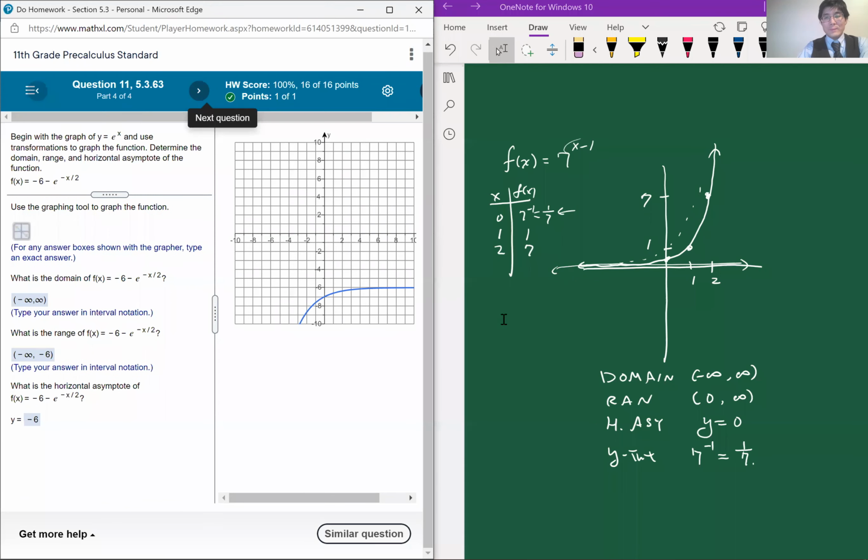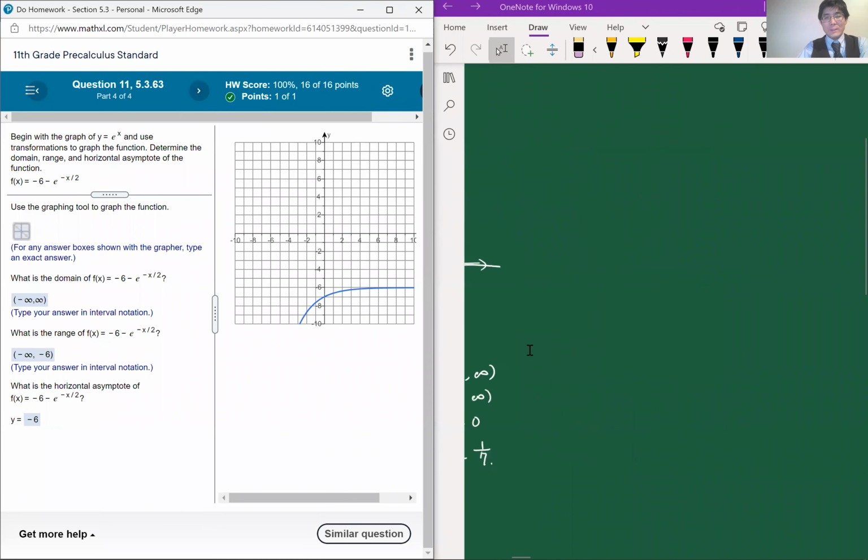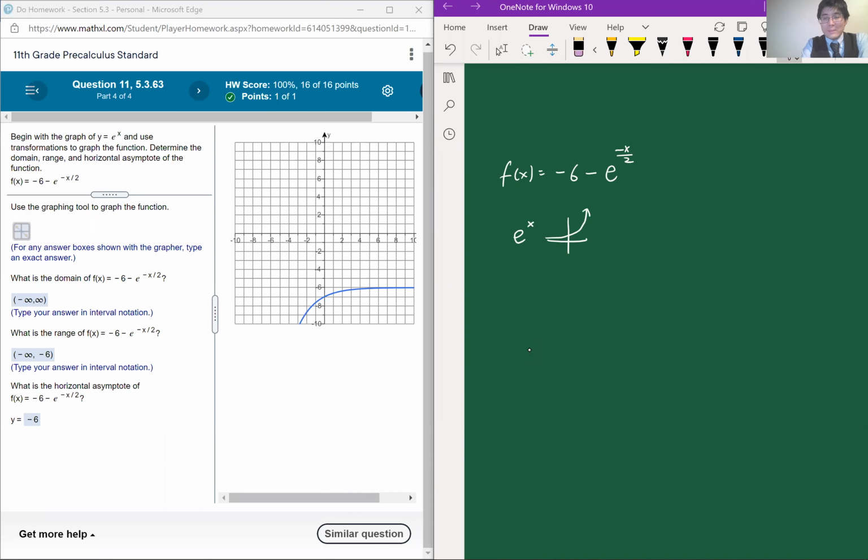Okay, number 11, slightly harder, but another exponential function. f(x) is equal to negative 6 minus e to the power of negative x over 2. So there are more changes involved here. So let's start with e to the power of x. e to the power of x is an exponential function with base greater than 1. So the graph looks like this.